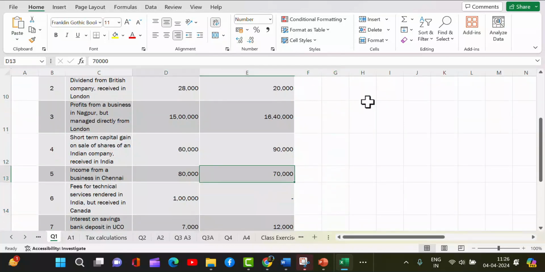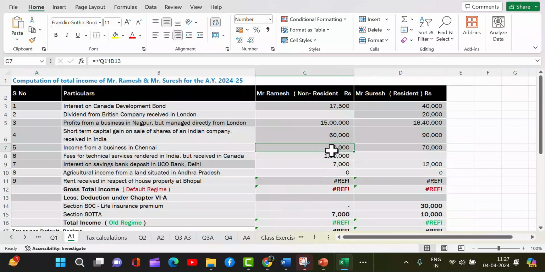Yes, sir. Tell me. Income from business in Chennai, that's 80,000. Income from business in Chennai will be taxable in the hands of both Ramesh and Suresh, or will it be exempt in the hands of Ramesh and Suresh? Will it be taxable or not taxable? It will be taxable. So that's 80,000 and 70,000.